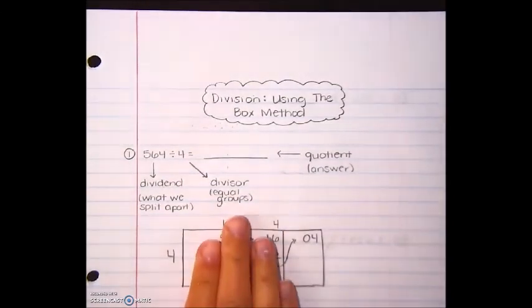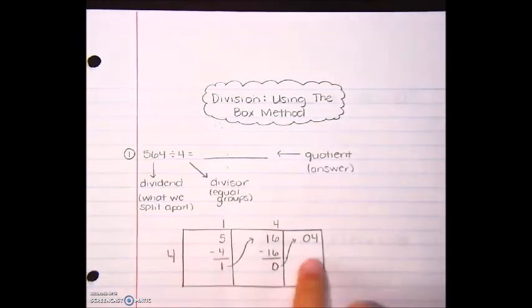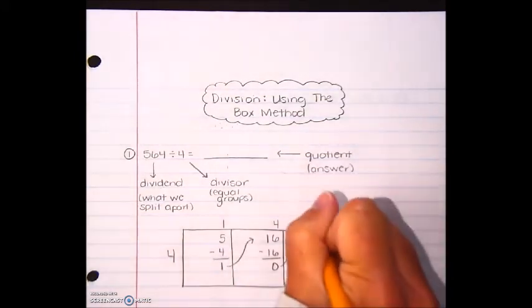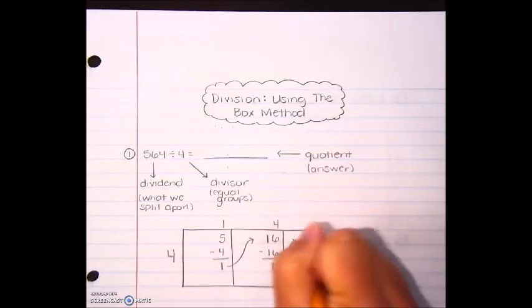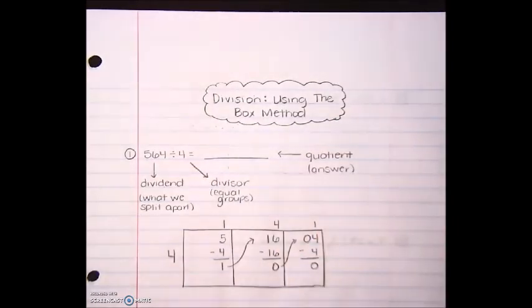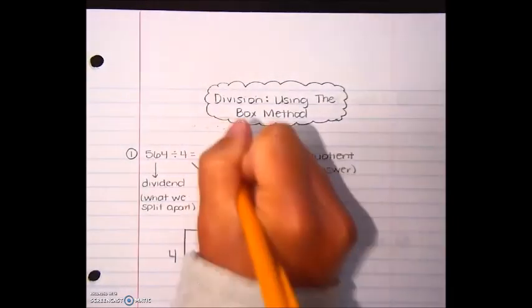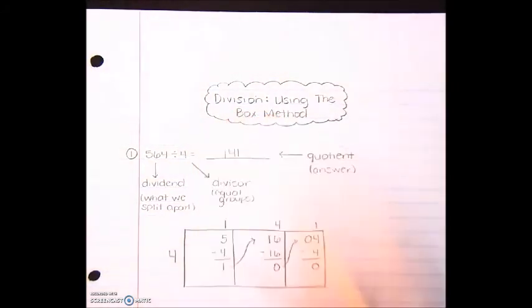Now I'm looking at my final box. How many groups of 4 can I make out of 4 things? Just 1. Subtract 4 items away. I'm left with 0. That means my answer is 141. Let's take a look at another one.